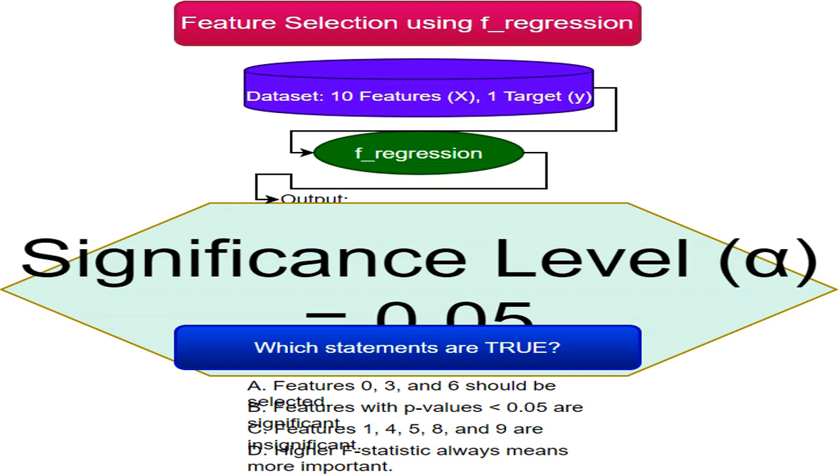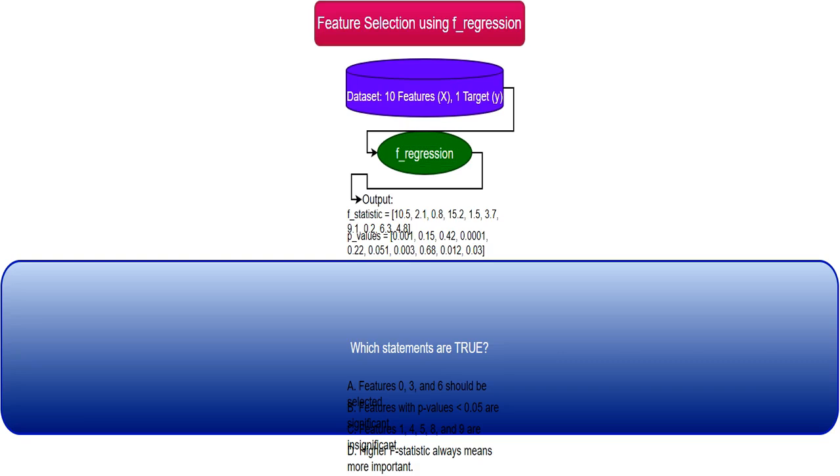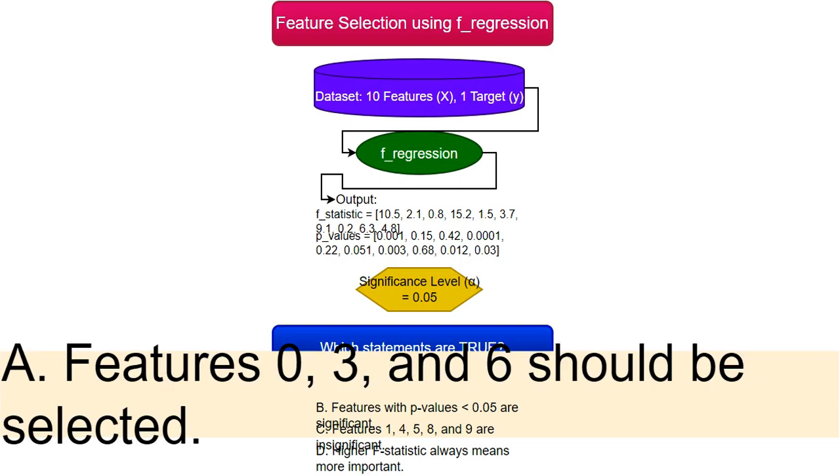Time to test your understanding. Let's see if you can correctly identify which statements are true based on the provided data. Statement A is partially correct because features 0, 3 and 6 have p-values below 0.05. However, we should not overlook other possibly significant features.